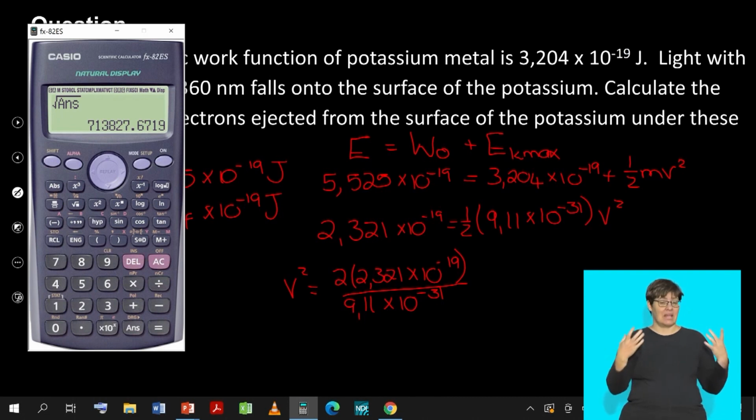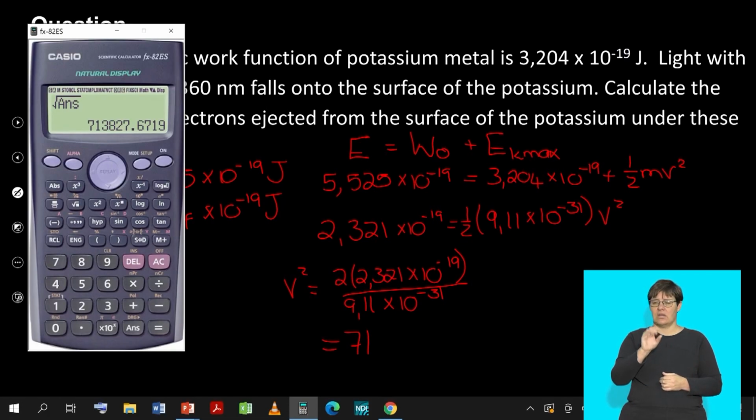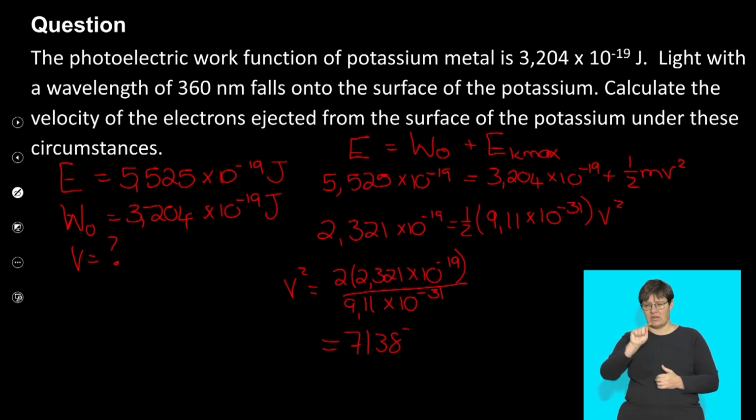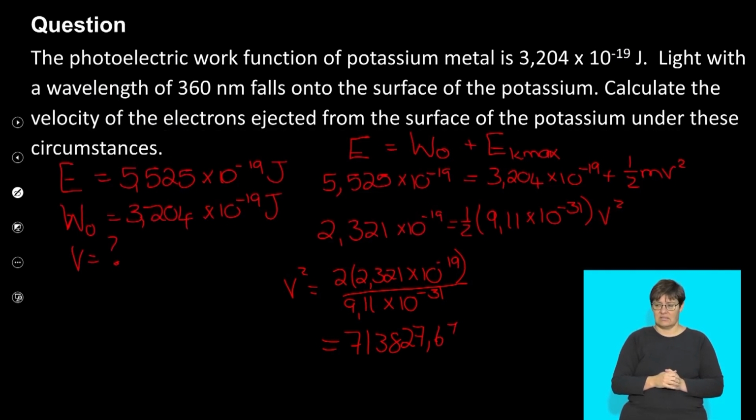Okay, now I get a big number. And what I want to do is put this into scientific notation. All your calculators can do that. So it's shift or not. This calculator can't. We'll just leave it as it is then, because that button isn't working. So it's 713827. Oh, that's a big number to remember. 713827, comma 67. That's V, meters per second.